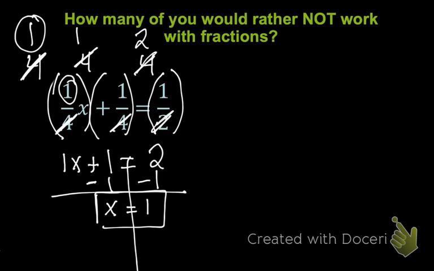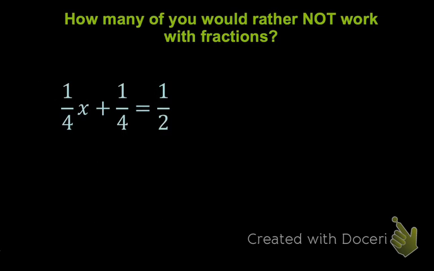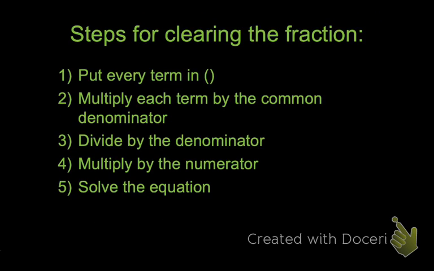Okay, so this is how we're going to work with equations with fractions every time. So I would write down these steps just so that you have them. Pause the video to finish writing them down. You're going to put every term in parentheses. You're going to multiply each term by the common denominator. You're going to then divide by the denominator, multiply by the numerator, and solve the equation. So again, pause the video to write that down. I'm going to move on.